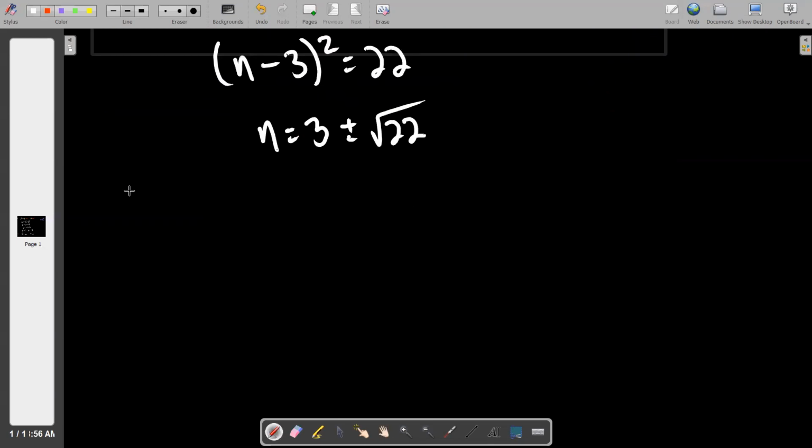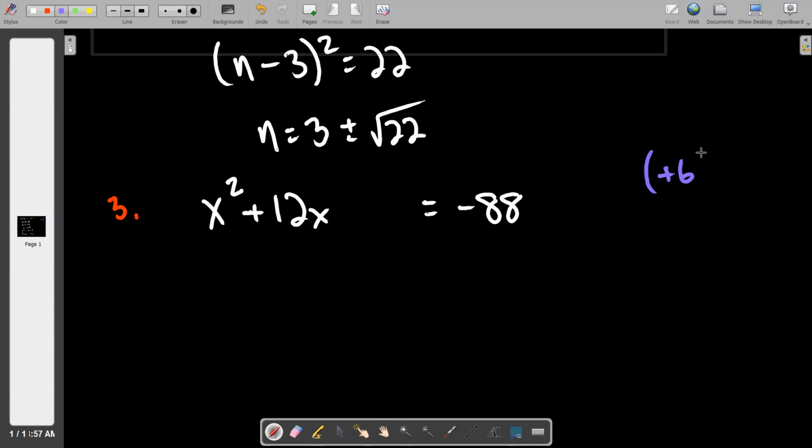Number 3 is one that needs a little bit of prep work. So I'm going to leave the x squared. I'm going to pull the 12x across. I'm going to leave a space, and I'm going to move the 88 back across. So make sure you're aware of switching your signs as you move things around. Half of plus 12 is plus 6. I'm going to square that and get plus 36.